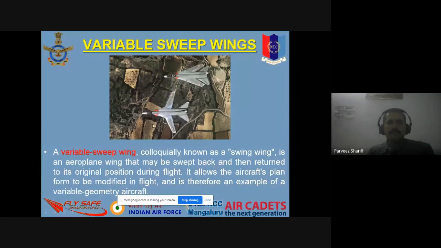So now the concept of swept wing. There are certain aircraft where during takeoff the wing position will be in the normal position, and then when you want to travel at a high speed, maybe at Mach 1 supersonic speed, the wings are swept back so that it can provide great thrust.